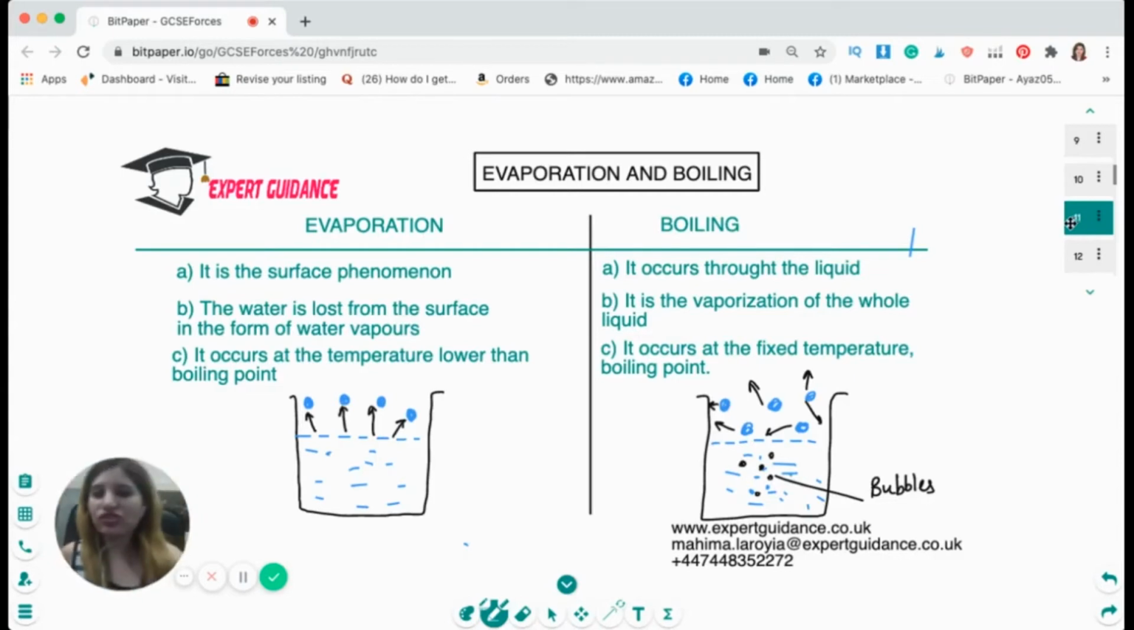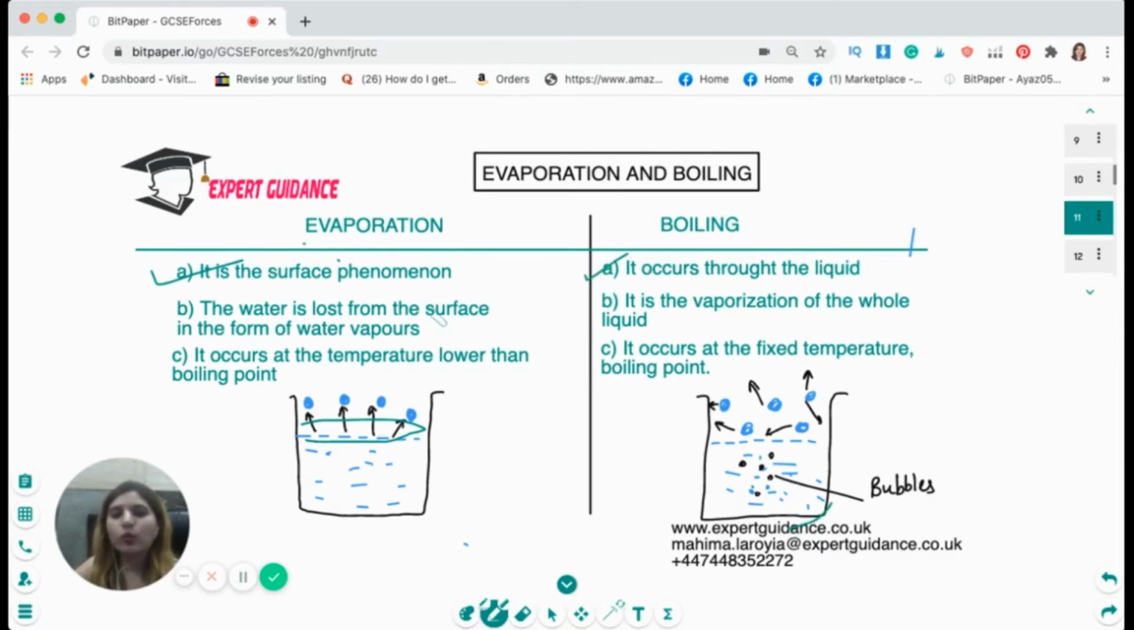What is evaporation and what is boiling? Now, students say evaporation is the same, boiling is the same. But if you look at the two diagrams clearly, in evaporation, the particles just at the surface are evaporating and leaving the liquid. So evaporation is a surface phenomenon. But if you see the boiling, the bubbles are made throughout the liquid. So it occurs throughout the liquid.